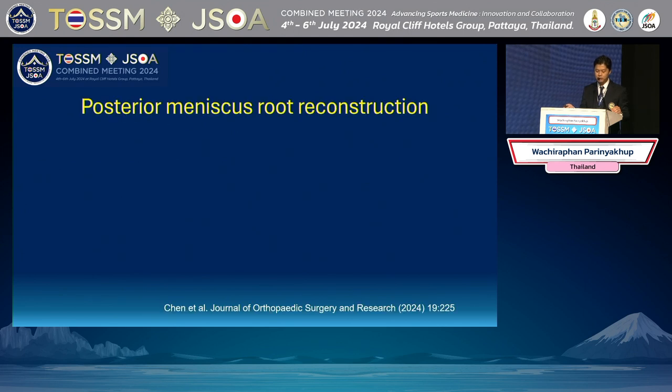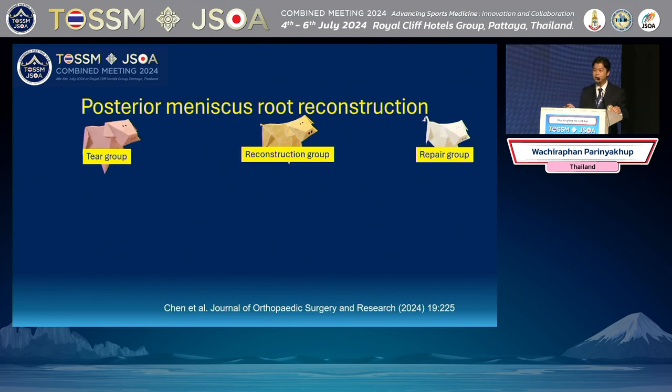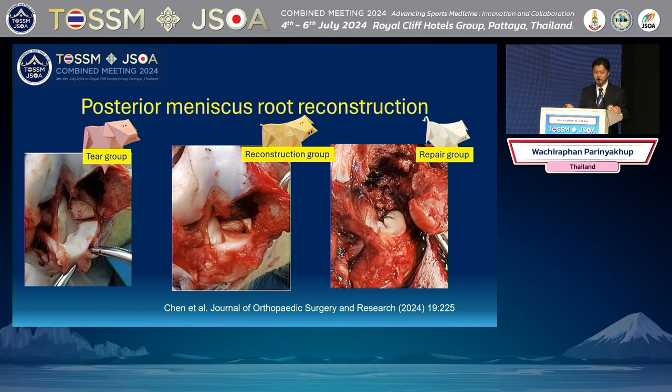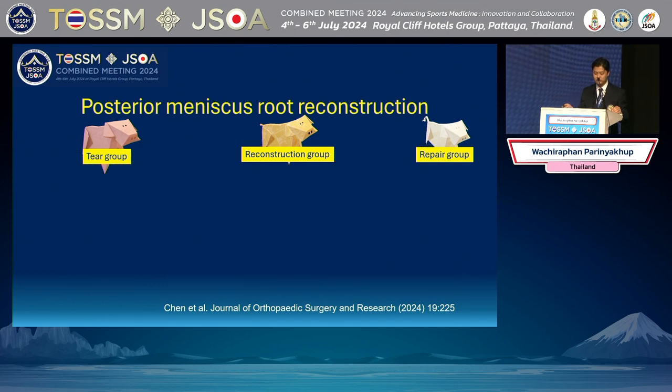The first study is an animal study. They used pigs divided into 3 groups, creating the tear 1 centimeter from the root: a control group, a reconstruction group with the root reconstructed with patellar tendon, and a repair group with the suture.